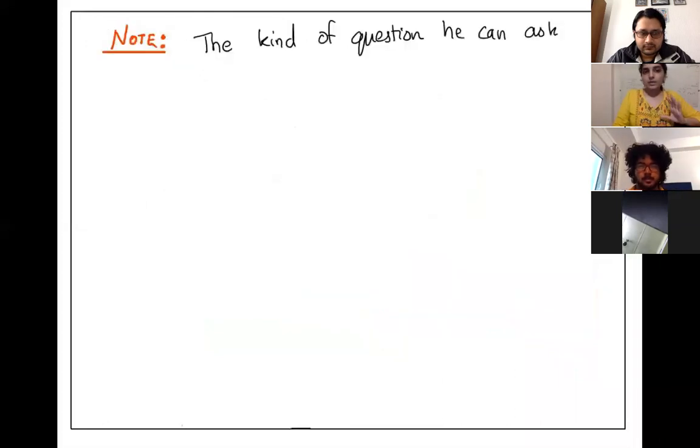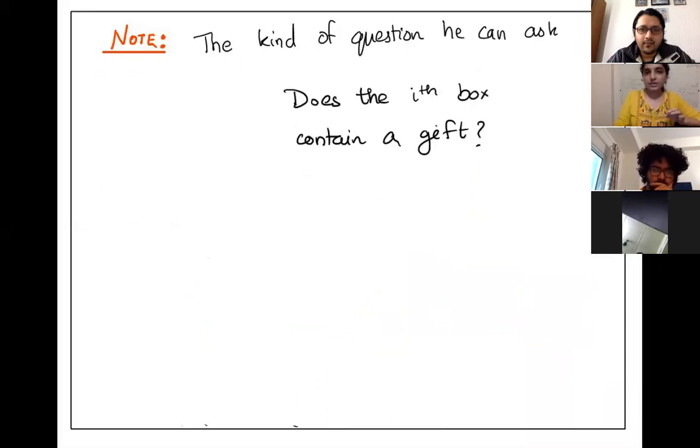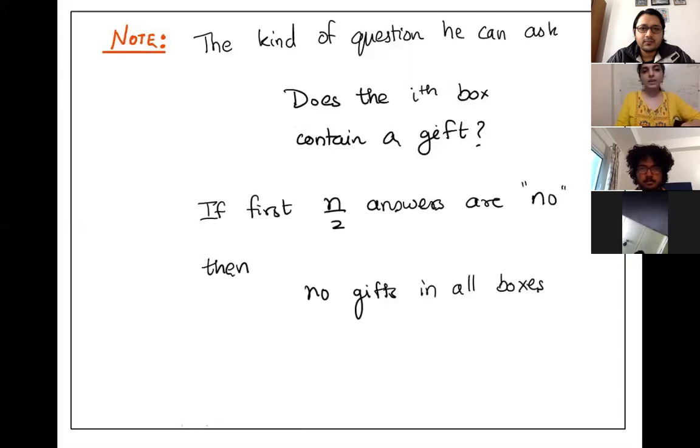So just to underline the model, the kind of questions he can ask are, does the IIT box contain a gift? Alternately, he can just open the IIT box and see whether it has a gift or not. So here is a very simple strategy. He can just go on opening the boxes in some order, let's say 1, 2, 3, 4, etc. He can open the first n by 2 boxes. If all n by 2 boxes have no gifts in them, then obviously there are no gifts in all the boxes.